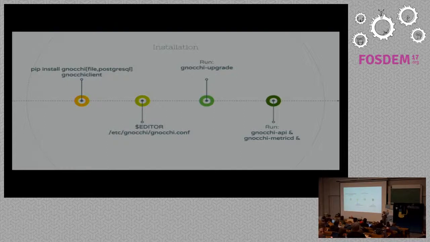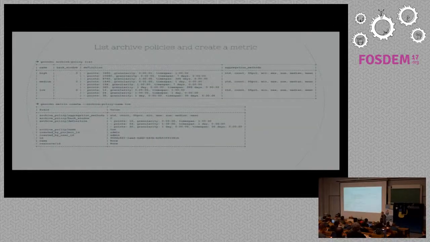For the configuration, you just have to edit the configuration file and change a couple of lines only, because everything works by default. The upgrade script creates the first data in the SQL database. Then you have only two daemons to run, and you can run any number of workers for these daemons on any number of nodes, which are the REST API and the metricd daemon.